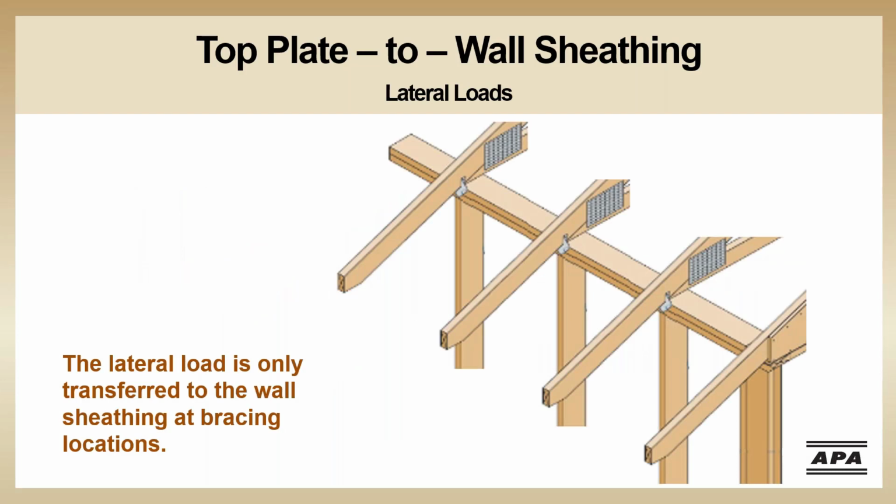Now let's look at the lateral load that is moving through the connection between the top plate and the wall sheathing. As we discussed earlier, the lateral load has moved from the roof system to the upper top plate. Both the upper and lower top plates act as a collector by gathering the lateral load as it comes down off the roof system and transferring that load over to the bracing locations in the walls. At the bracing locations, the top plate transfers the load into the wall sheathing through the wall sheathing fasteners. The lateral load is only transferred to the wall sheathing at wall bracing locations.